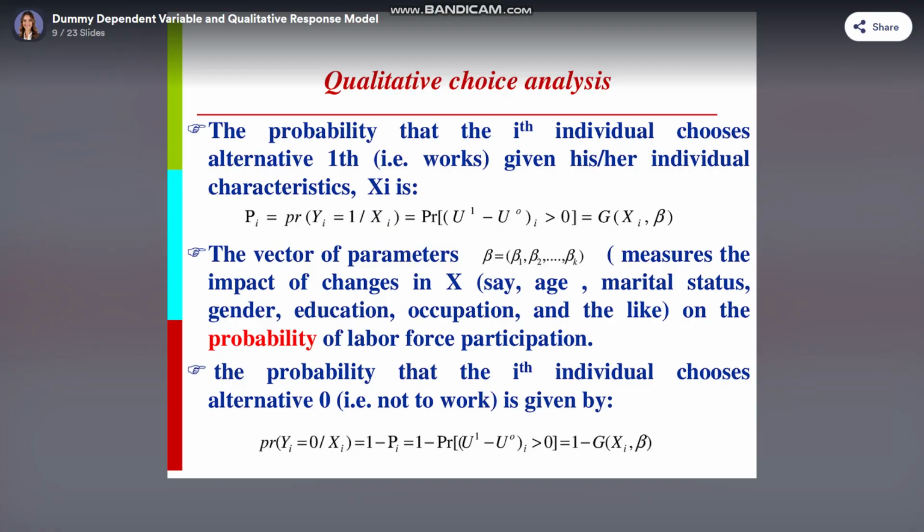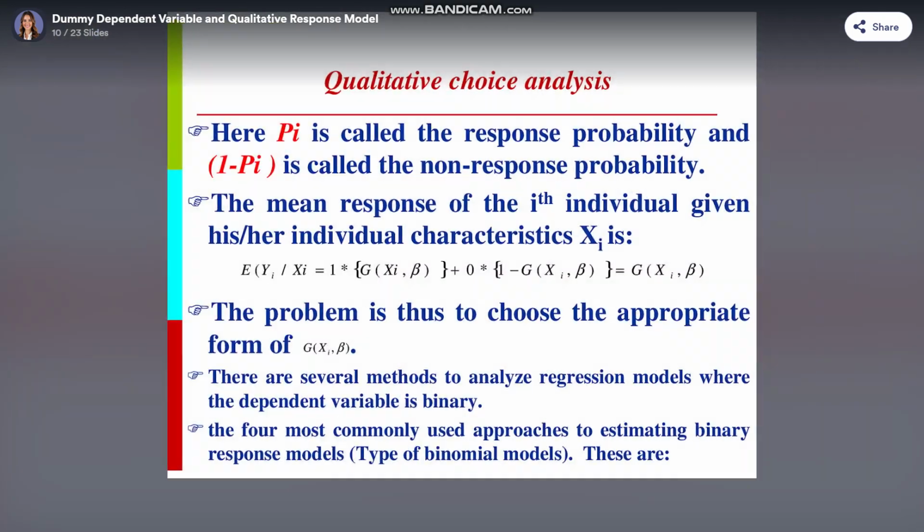Conversely, the probability of not working is 1 minus this probability. We call the probability of choosing to work the response probability, and the probability of not working the non-response probability. The expected value of the dependent variable, given the individual's characteristics, equals this response probability. The challenge lies in selecting the appropriate form for the function g.